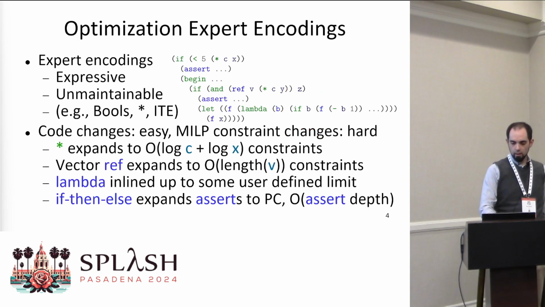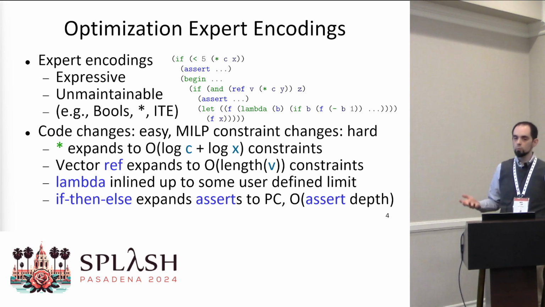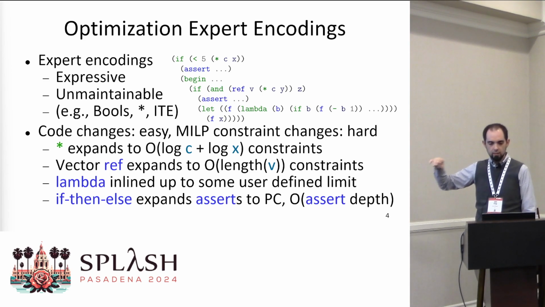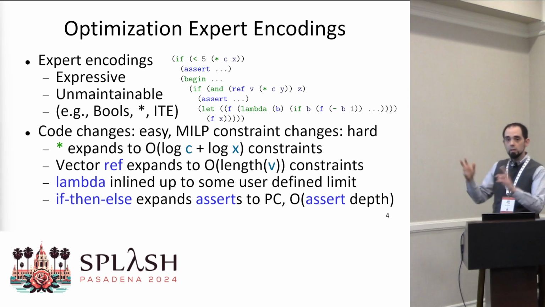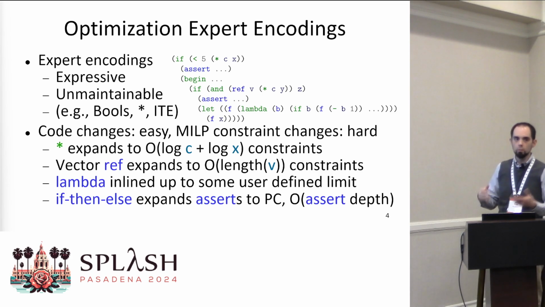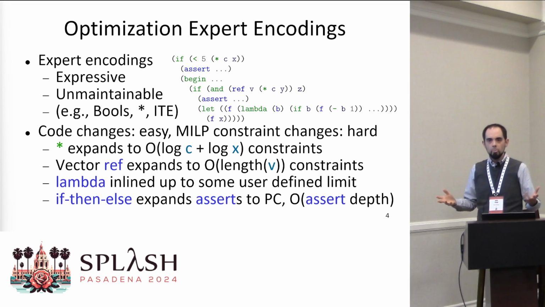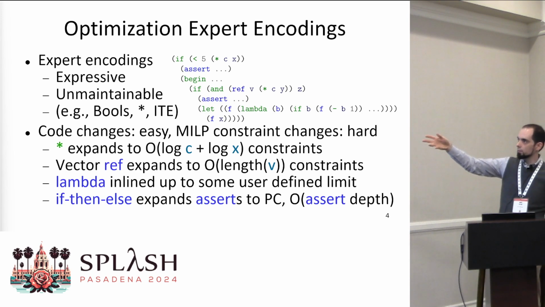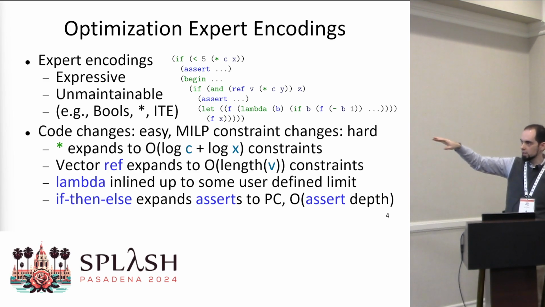This is great, but when we have more complex problems, suddenly we can't just give it a constraint system that becomes too complex to maintain. We have to rely on expert encodings of more advanced features. The expert encodings are very expressive. You can do all kinds of things with them that you can't do with the bare bones constraint system. But as you grow them, they're complex enough that it becomes unmaintainable. Some examples of expert encodings include Booleans, multiplication, and conditionals, like solve-time conditional branching.